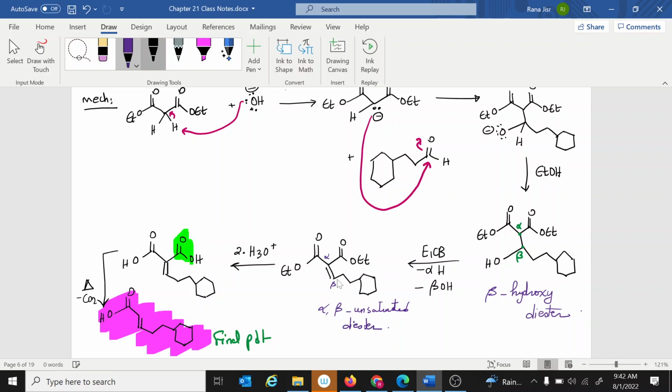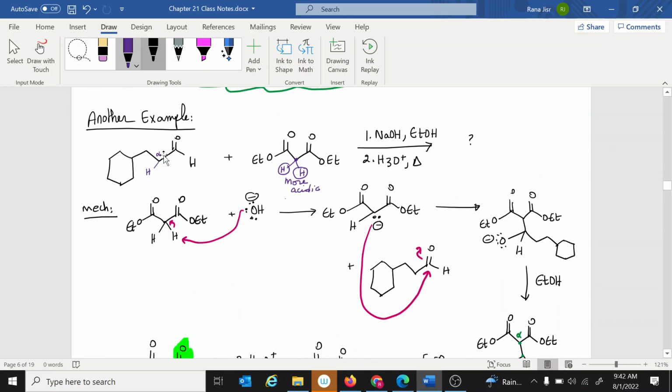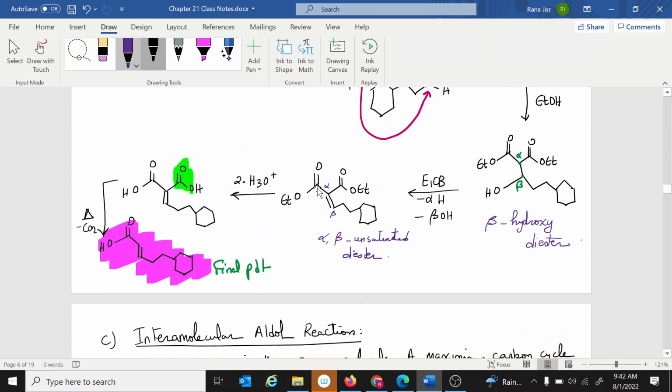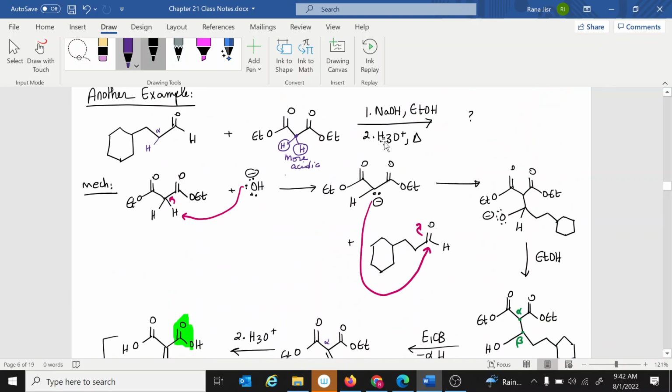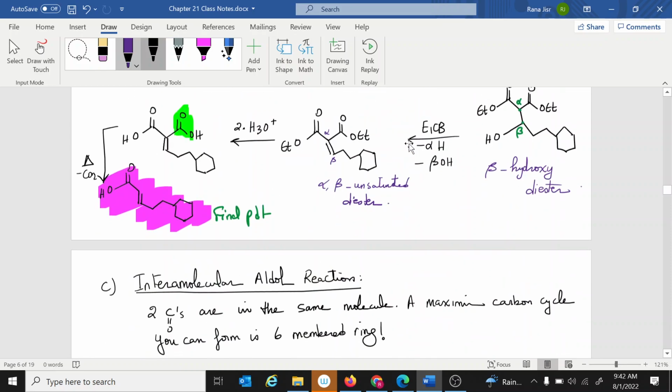How do you know you're doing E1CB? Every time you start with an aldehyde or a ketone, this is going to be aldol condensation. So if the aldehydes and ketones are not the same, then this is going to be a crossed aldol condensation. So always with the aldol condensation, you're doing the E1CB, the last step in there. You get your alpha beta, but here we have more reagents with H3O plus and heat. So please continue with the ester and hydrolyze both esters into carboxylic acid. Take out one carbon dioxide, just one carbon dioxide, and get your final product.